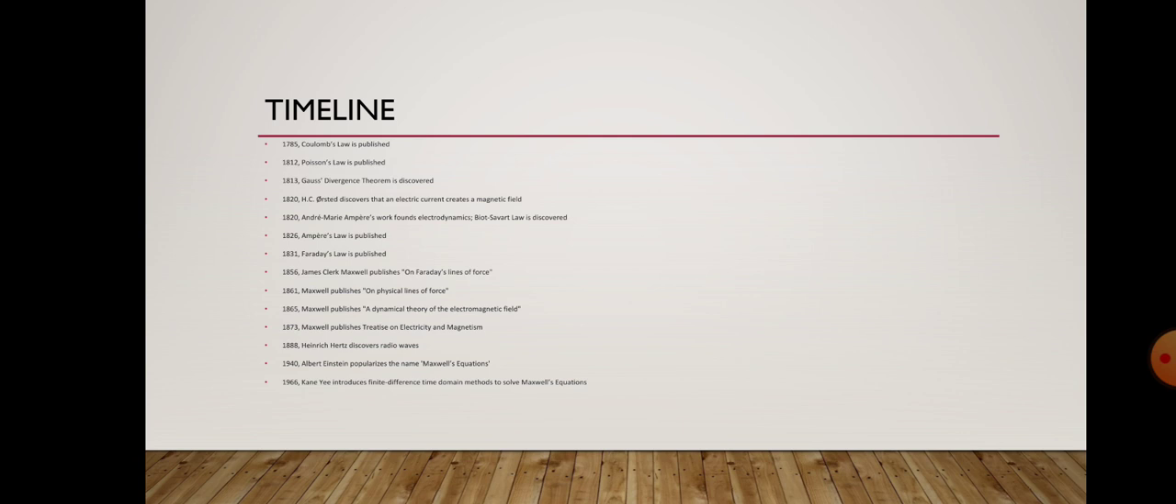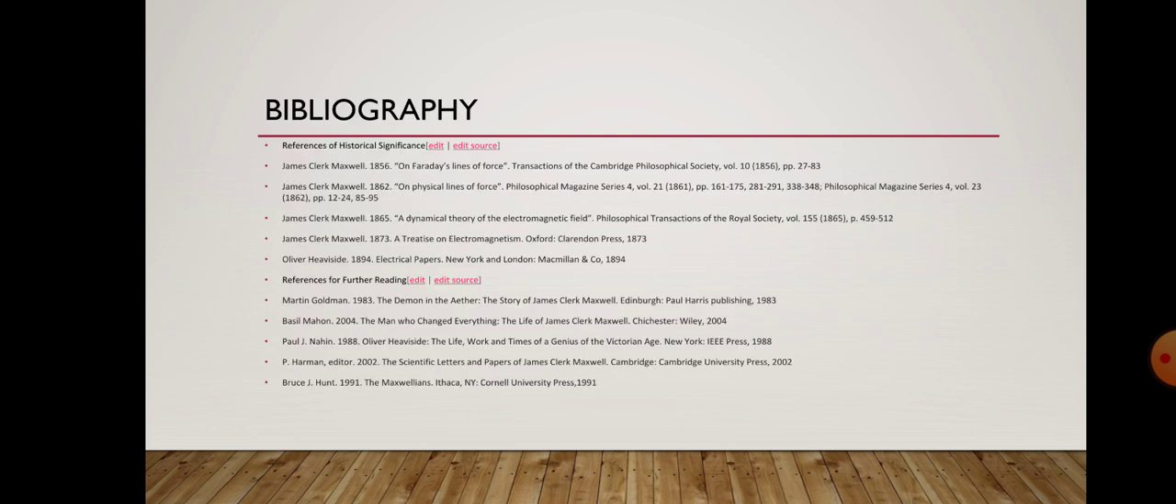1856: James Clerk Maxwell publishes On Faraday's Lines of Force. 1861: Maxwell publishes On Physical Lines of Force. 1865: Maxwell publishes A Dynamic Theory of the Electromagnetic Field. 1873: Maxwell publishes Treatise on Electricity and Magnetism. 1888: Heinrich Hertz discovers radio waves. 1940: Albert Einstein popularizes the name Maxwell's equations. 1966: Kane Yee introduces the finite difference time domain method to solve Maxwell's equations.